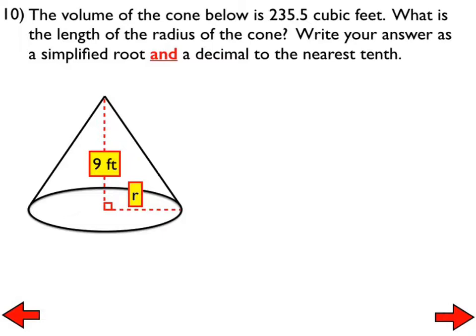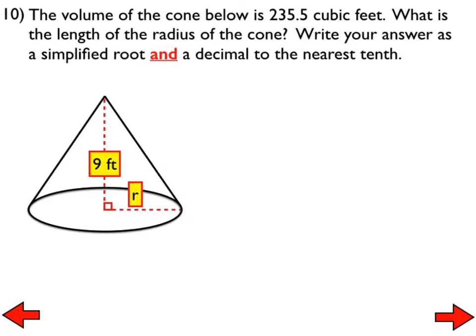Now, your cone in number 10 doesn't have all the stuff that I have in here. So go ahead and fill in your cone so that it has a height of 9 and so on. And while you're doing that, this problem says the volume of the cone below is 235.5 cubic feet. What is the length of the radius of the cone?